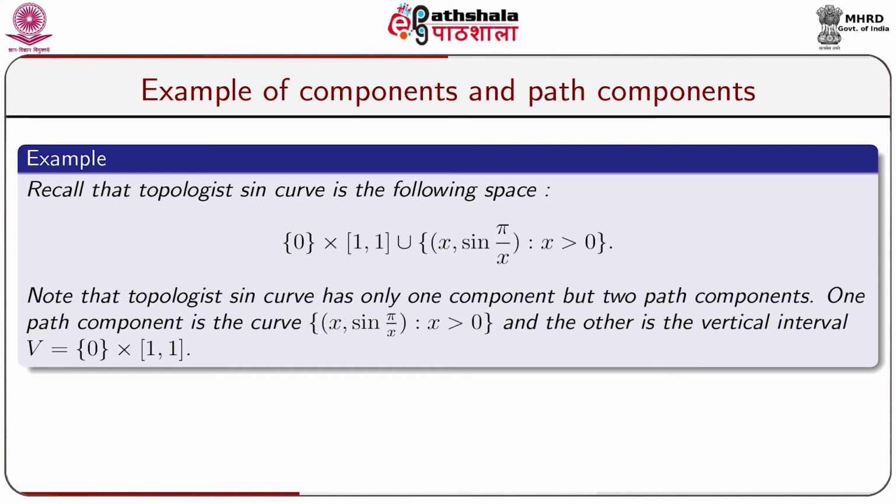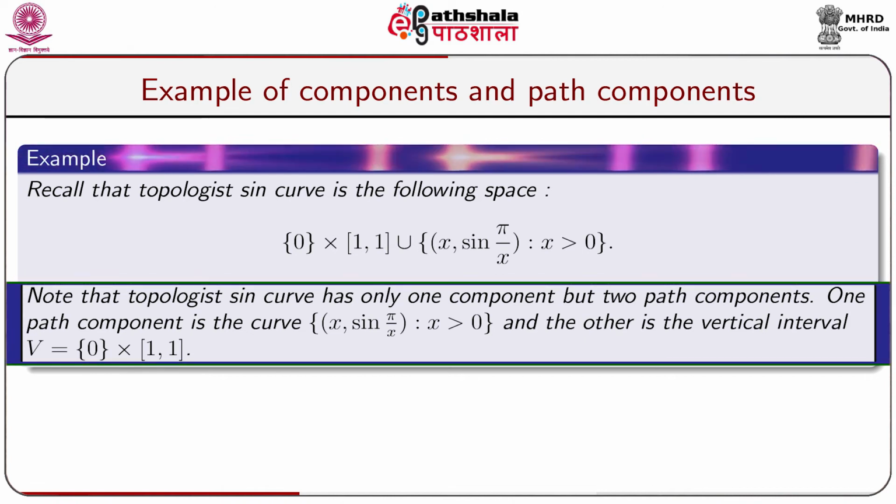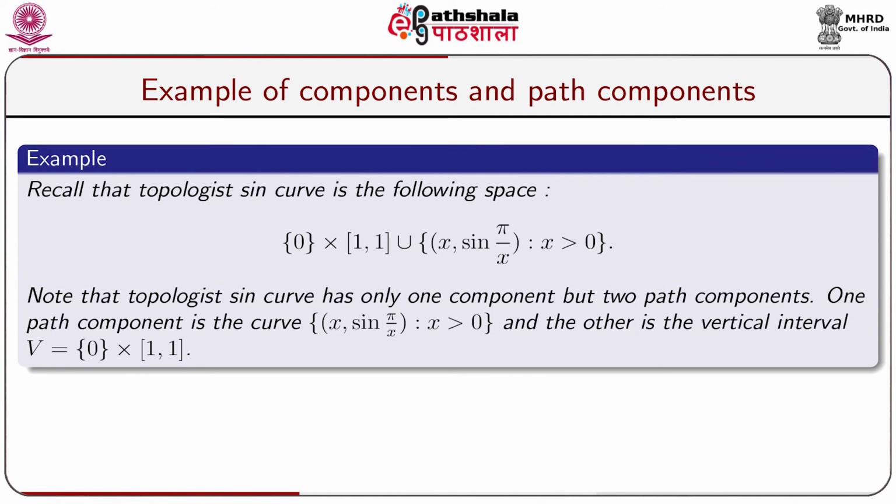We have already said that the topologist's sine curve is an example of a connected space which is not path connected. Here we have two path components. One is the image of the sine function and the other is the singleton set 0 Cartesian product -1 to 1.